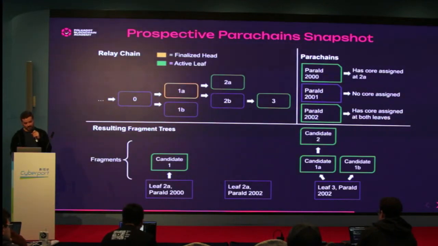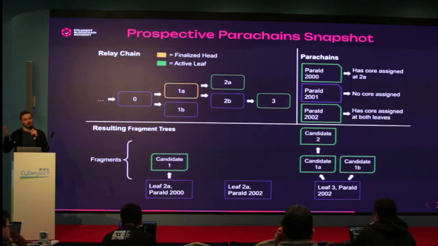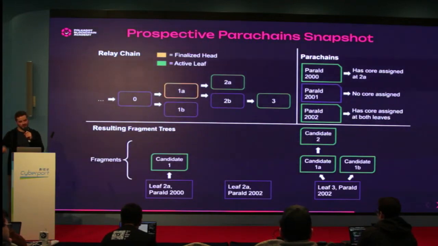And then we have a fragment tree that's empty, actually, for leaf 2A, parachain ID 2002. That would be, the collators have not produced and communicated any candidates that are ahead of inclusion. So the last parachain block that was generated and communicated to backers for that parachain based on that relay leaf is already included on the relay chain.